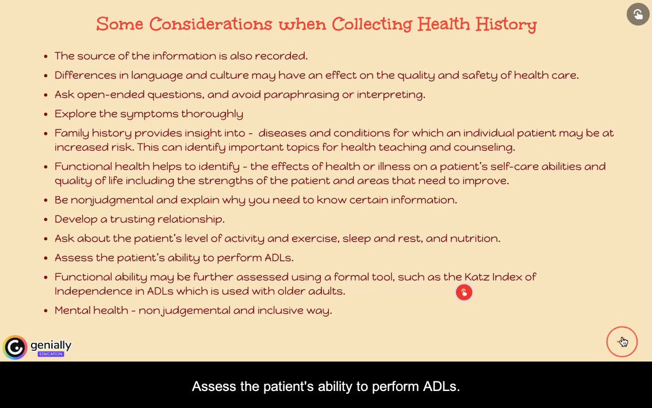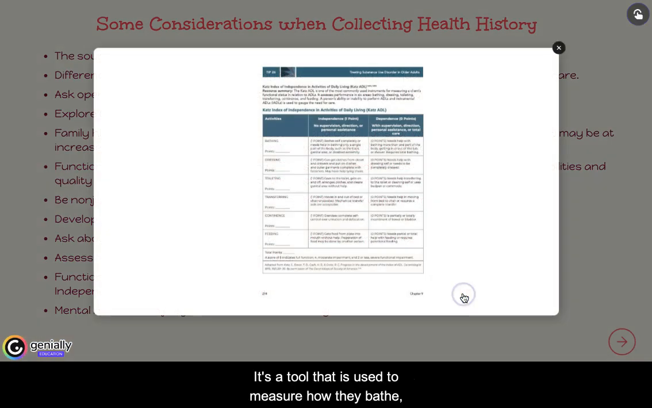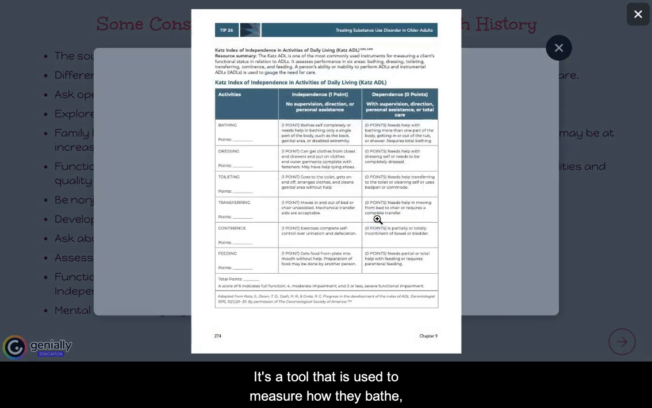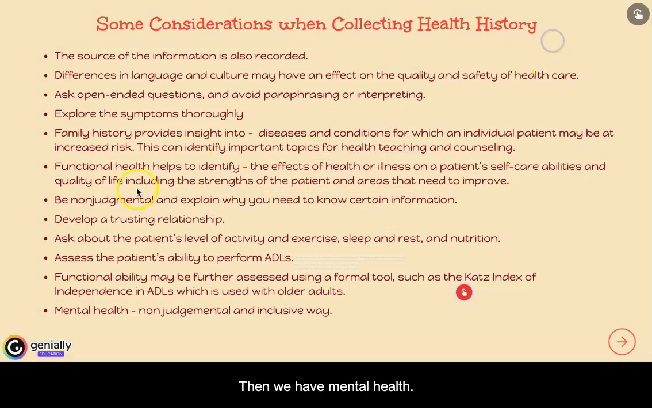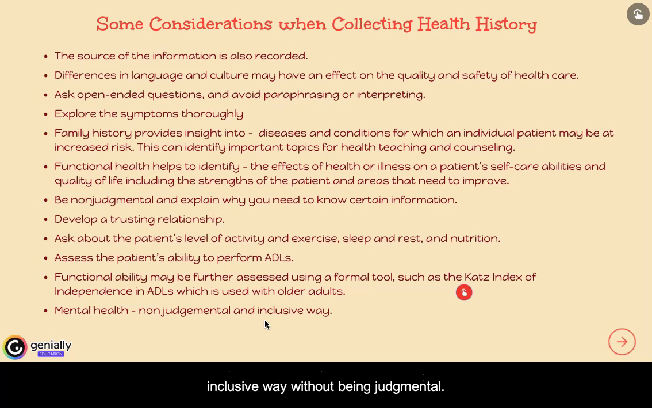Assess the patient's ability to perform ADLs. There's a tool called the Katz Index of Independence in ADLs. It's a tool that is used to measure how they bathe, how they dress, how well they toilet, transfer, their continence, their feeding status, all of that. Then we have mental health. Be very non-judgmental and ask them questions in a very inclusive way without being judgmental.